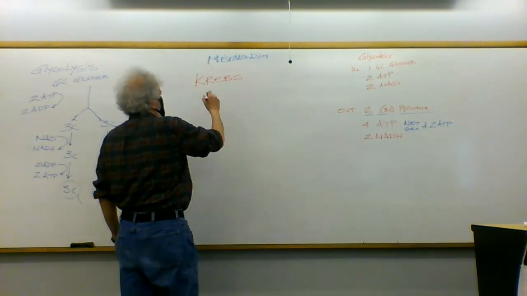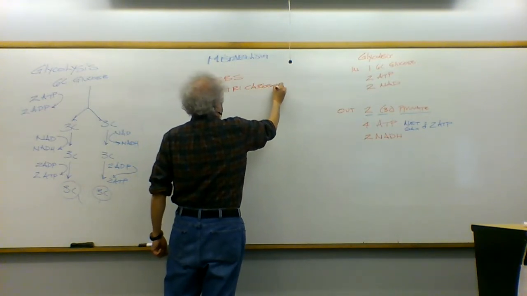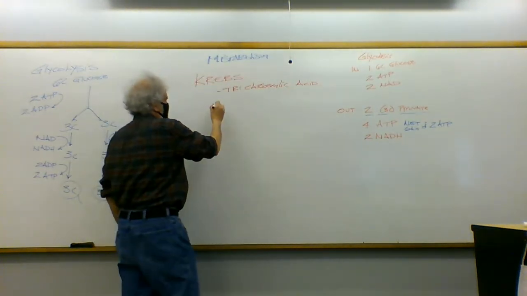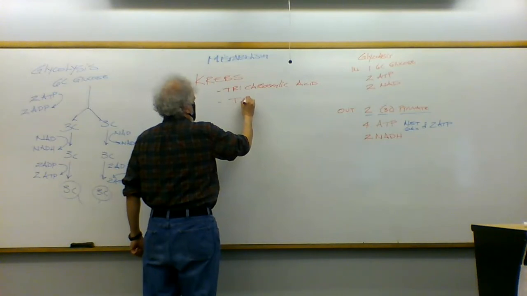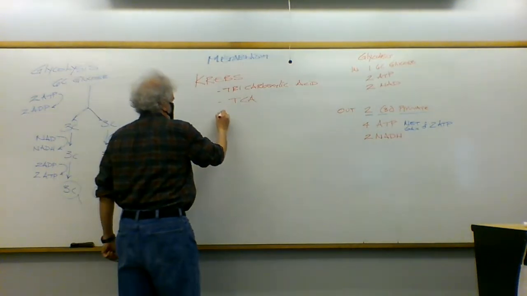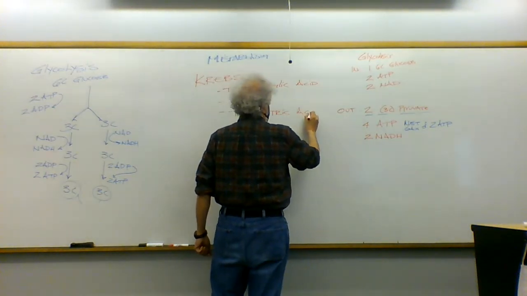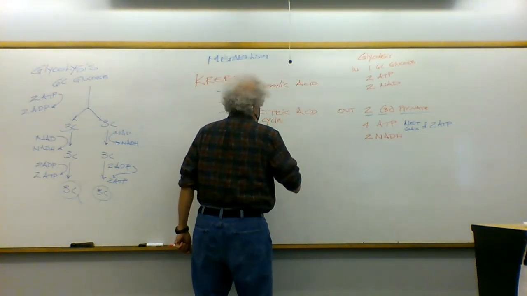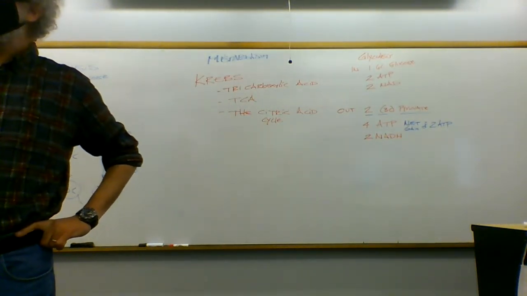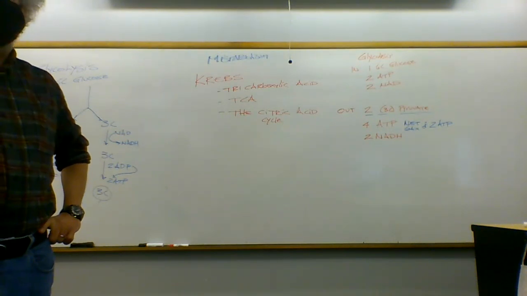The Krebs cycle is also known as the tricarboxylic acid cycle, also abbreviated as the TCA cycle, also known as the citric acid cycle. And there was a time where I'm thinking TCA stood for the citric acid cycle. It doesn't. It's a tricarboxylic acid cycle. I'm going to give Krebs his due. I always call it the Krebs cycle.